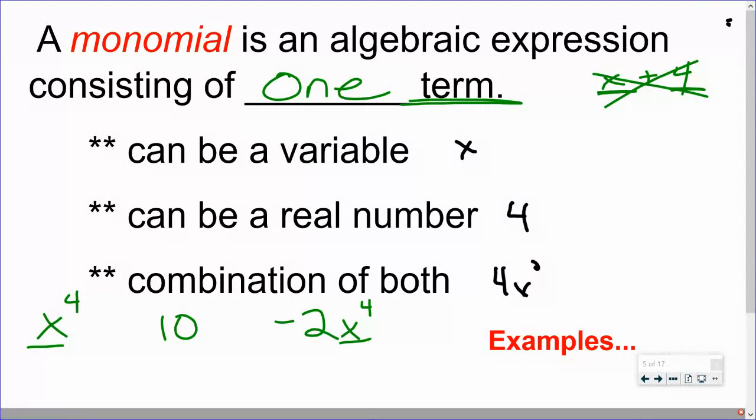Notice that an algebraic term is always separated by add or subtract signs. So that's why this is not a monomial, because there are two terms. There's a term here and a term here. So it's just going to be each individual one there.